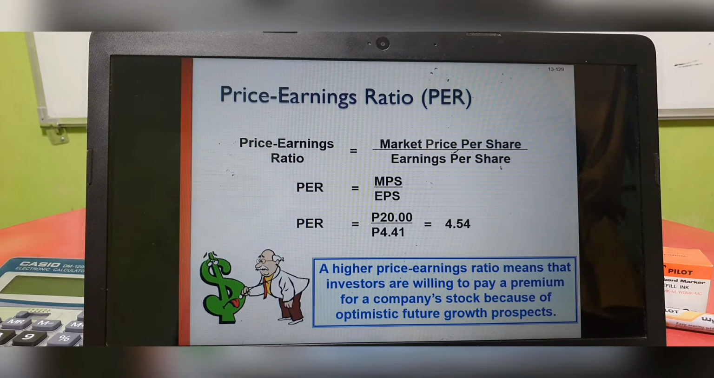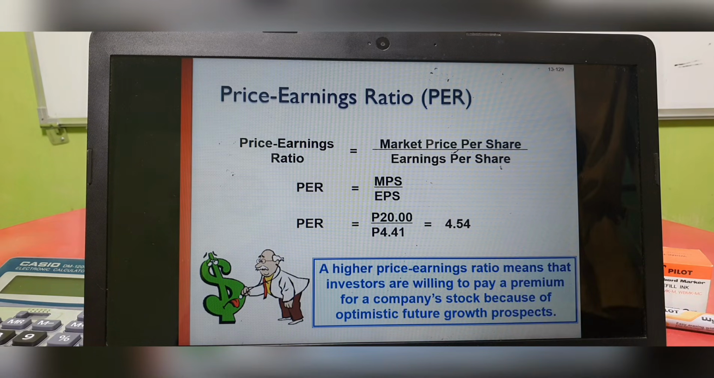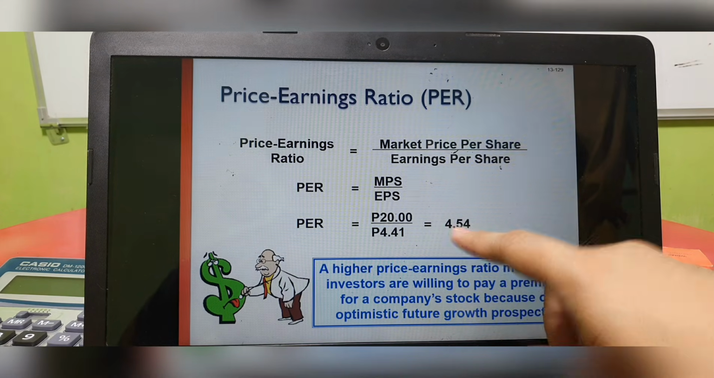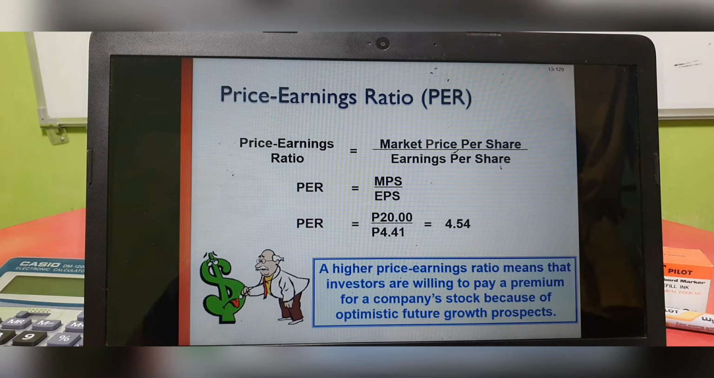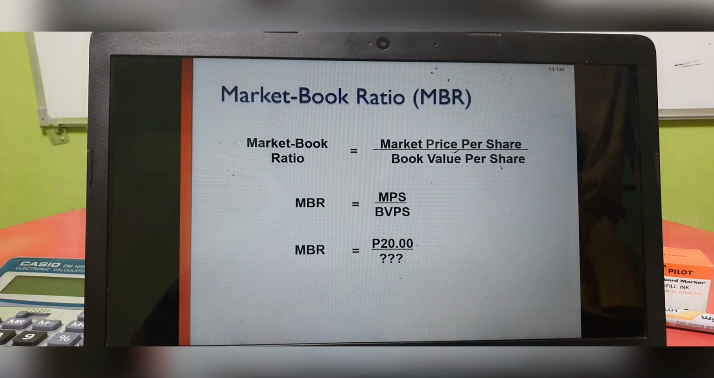Yun nga, but pag mataas, kung gusto natin na mas mataas, ibig sabihin, the investors are willing to pay a premium for a company's stock because of optimistic future growth prospects. So, iniisip niya na, parang for every earnings, you have to pay for 4.54. Willing ka magbayad ng premium. Okay? We have the market book ratio.